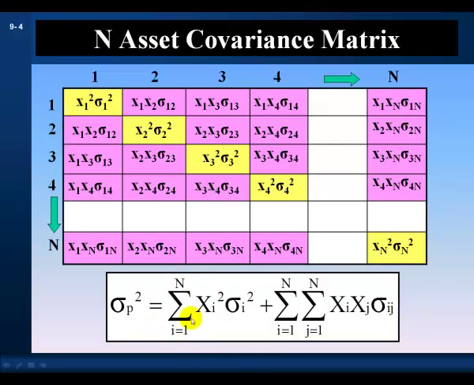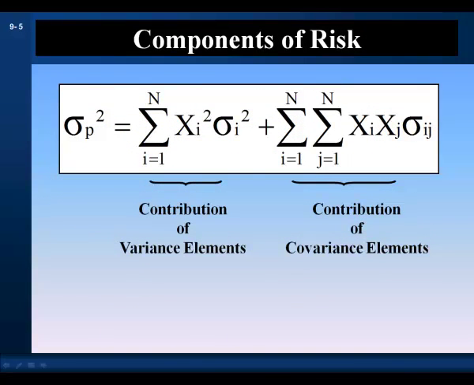There are n total variance elements. Each security also contributes its covariances with the other securities in the portfolio, multiplied by the portfolio weights of the paired securities. There are n squared minus n total covariance elements. So total portfolio risk measured by variance has two component parts: the contribution of variance elements and the contribution of covariance elements. The contribution of the variance elements is diversifiable risk. The contribution of the covariance elements is non-diversifiable risk, and we'll demonstrate that.